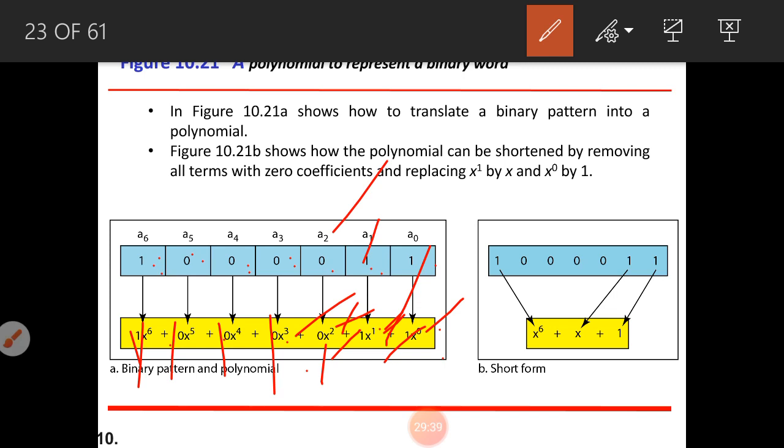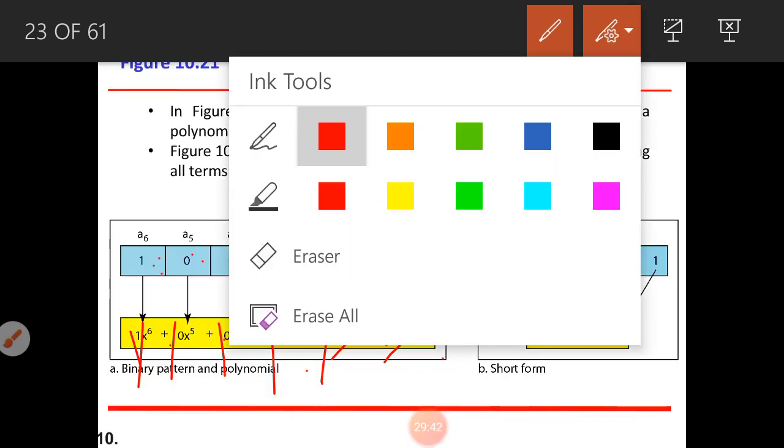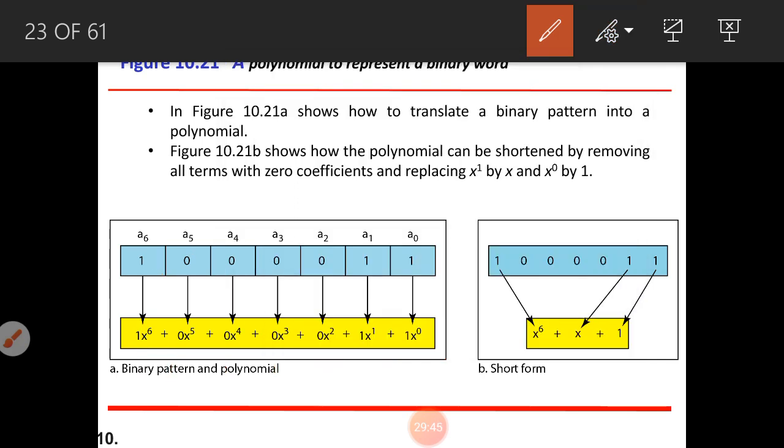Whatever the binary values are there, that will represent the coefficients in the polynomial, and whatever the powers are there, that will represent the position of the binary value. So this is the first diagram, the binary pattern and the polynomial, and the second one is the short form. So what does short form mean here? In figure B, it shows the polynomial can be shortened by removing all the terms with 0 coefficient and replacing x raised to 1 by x and x raised to 0 by 1.